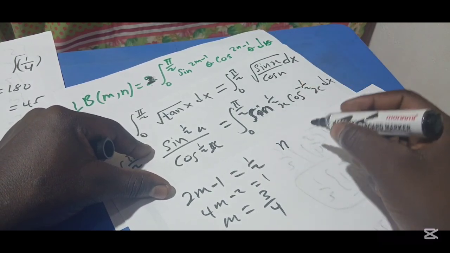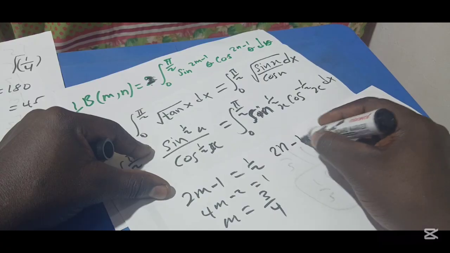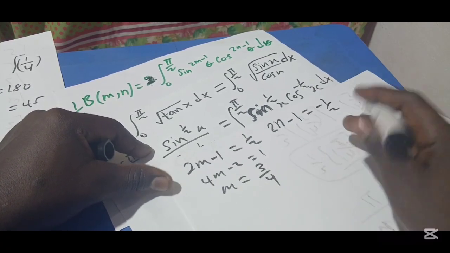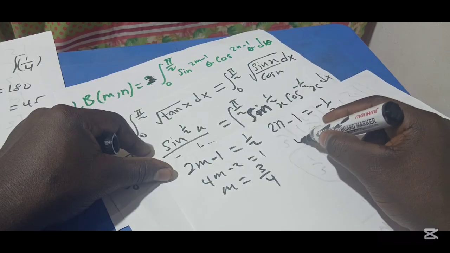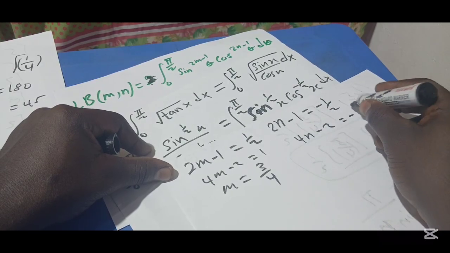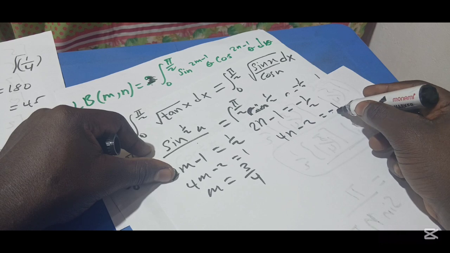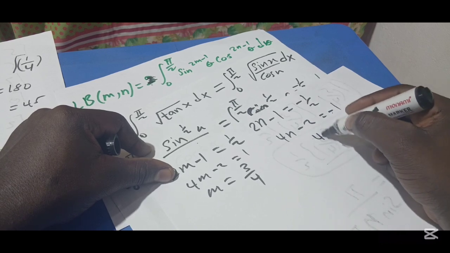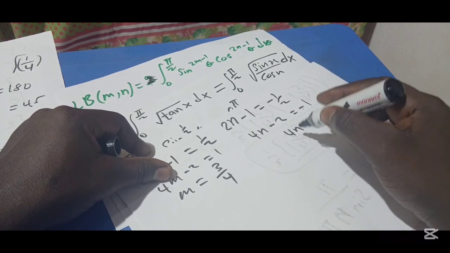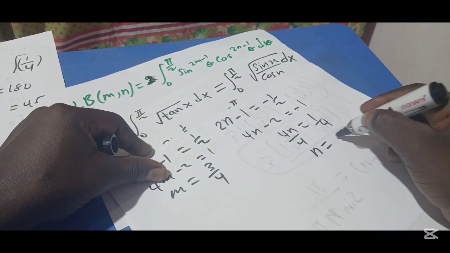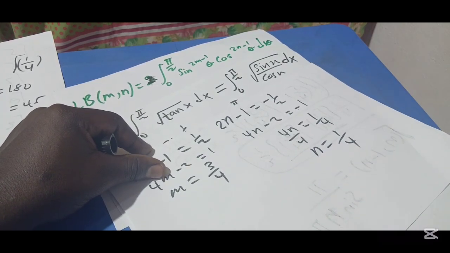So let's also look for the value of n. 2n minus 1 should be equal to minus half, right? Multiplying 2 by 2, we are going to get 4n minus 2 equals minus 1. The 2 should cross and become positive 2, minus 1 plus 2 gives positive 1. So 4n equals 1. Dividing 1 by 4 gives n to be 1 on 4.